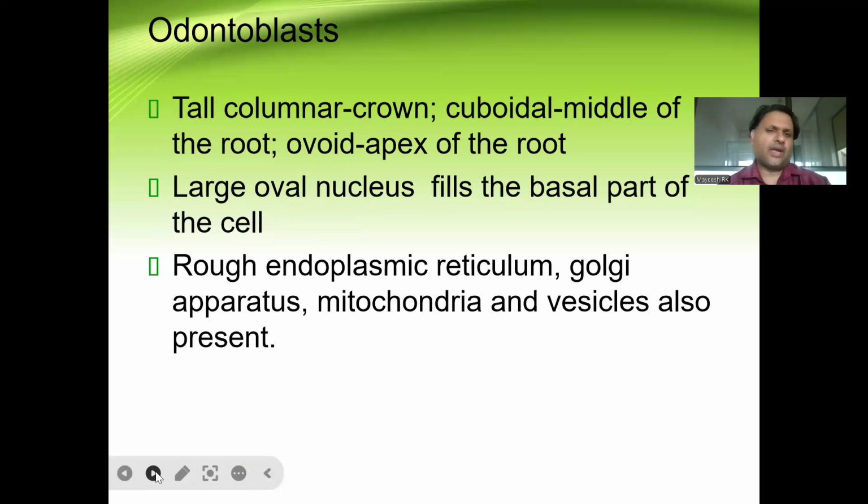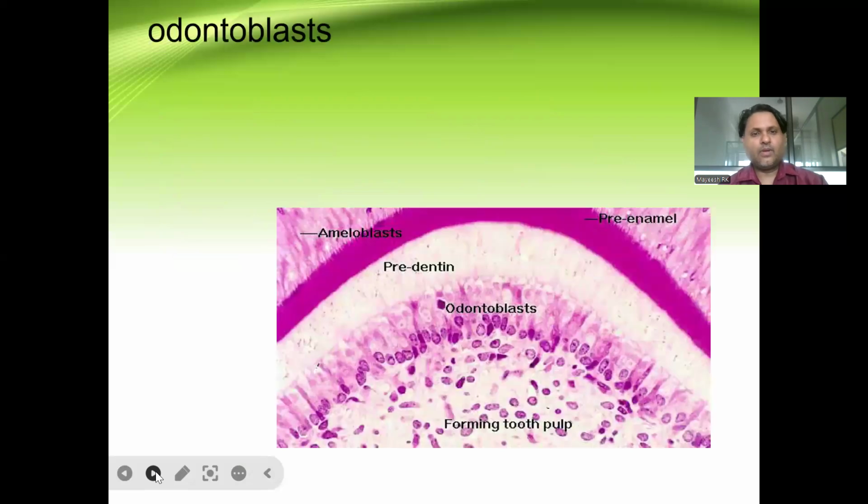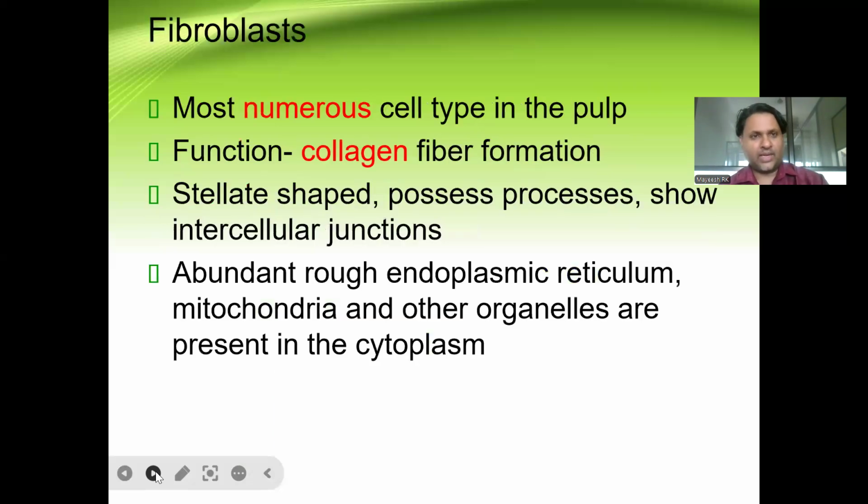So how does it appear? You have a large oval nucleus which is filling the basal part of the cell. And you have a lot of organelles, mainly the RER, the Golgi apparatus, mitochondria, and vesicles. So when you look at an odontoblast, how would you come to know? You look at the cytoplasm, it has a lot of synthetic organelles. You call it an active cell. Then you have an intermediate type where you have fewer organelles, and then you have the stubby cell, which is basically a resting odontoblast, which has a closed face nucleus. Here you can appreciate the odontoblast layer and how the odontoblasts are.